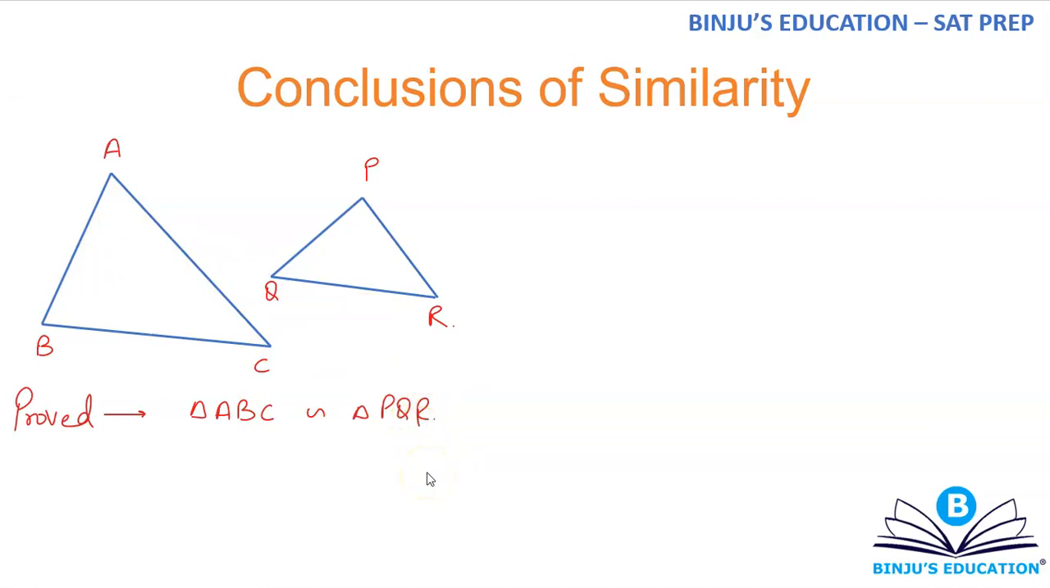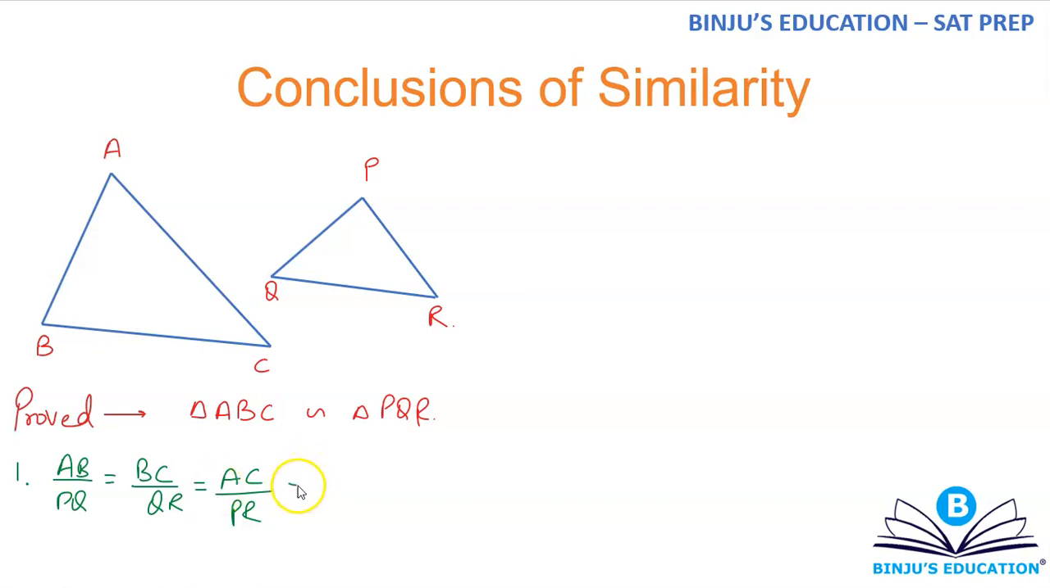So what all can we conclude? The very first thing that you can conclude is that the sides have the same ratio. That is, AB by PQ is equal to BC by QR is equal to AC by PR. Now you can see that if I interchange the namings, this will also change. That is, if I would have said that ABC is similar to PRQ, then AB by PR would be equal to BC by RQ and so on and so forth. This is what matters.